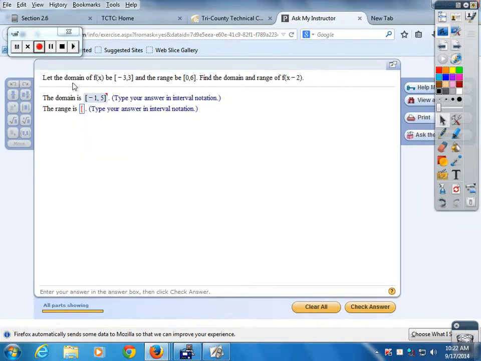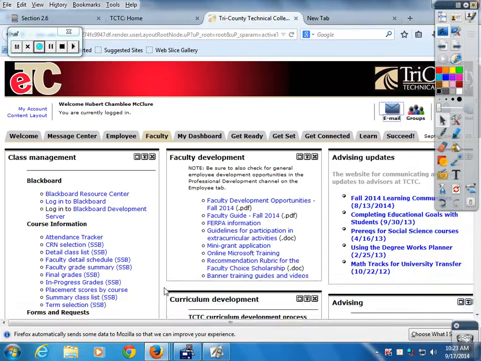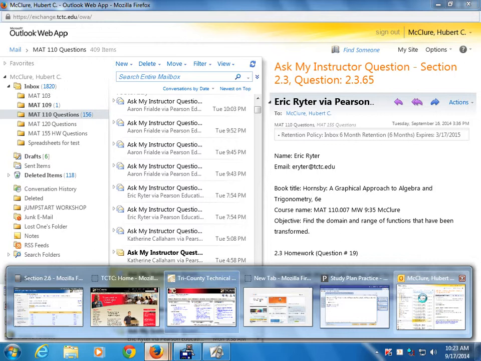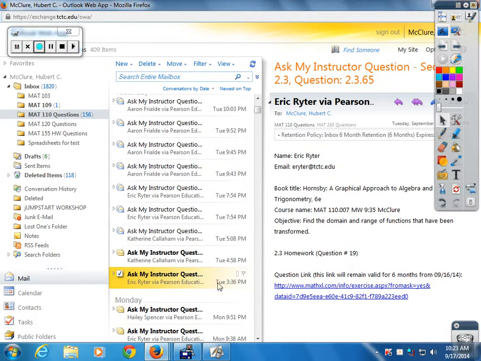Yeah, but it's different. So let the domain of f of x be negative 3 to 3. And what kind of horizontal shift do we have? To the right, 2. So what's negative 3 plus 2? Negative 1. And what's 3 plus 2? And that's it. Range is the same because there's no vertical shift. All you do is add the 3 and the 2, or subtract, depending on what the horizontal shift is.